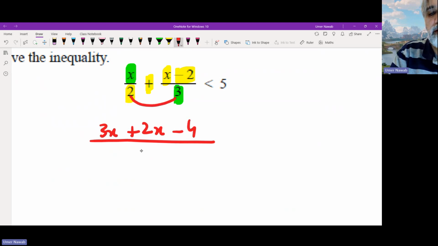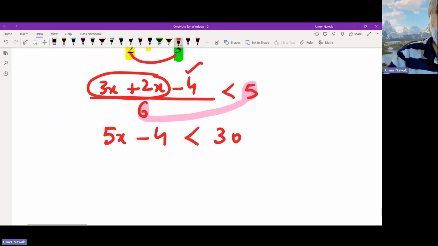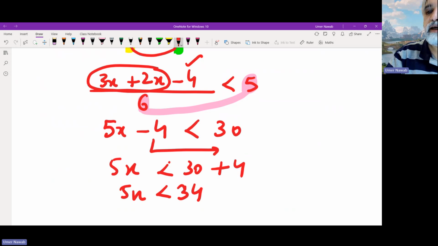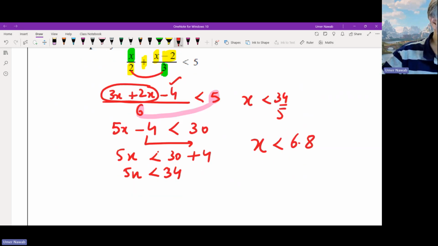Now 2 multiplied by 3 in the denominator is 6, less than 5. Cross multiplication, this 6 multiplied with 5. So here on the top it is 3x plus 2x. It makes 5x, and then copy negative 4, less than 6 multiplied with 5 gives you 30. Now, negative 4 goes to the right. 5x less than 30 plus 4. 5x less than 34. And then x is less than 34 over 5. Is this the inequality? Yes, the 34 over 5. You can write it. Or if you want to write the answer in decimals, x is less than 6.8.